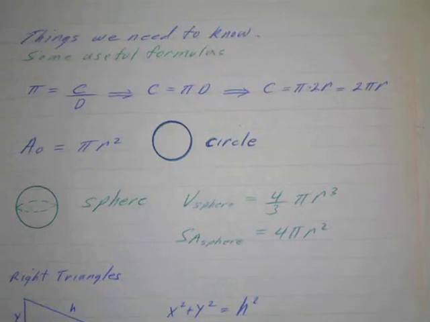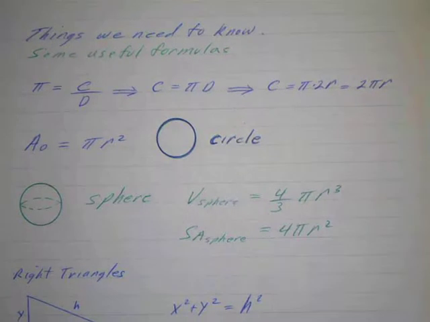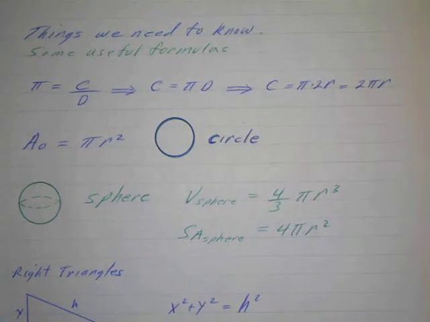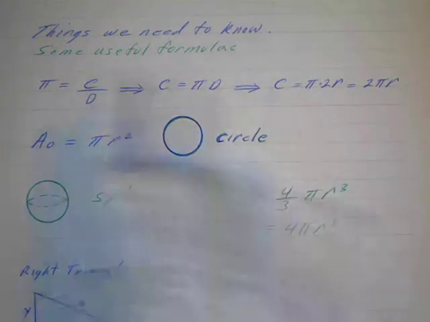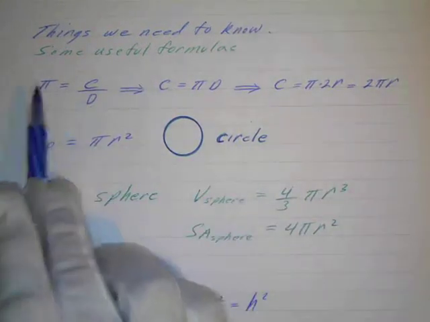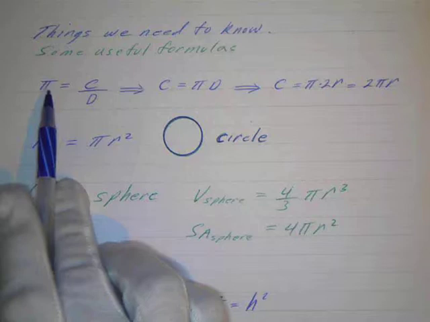These are what I call things we need to know, or some useful formulas. Here we go. If I'm going too fast, you can always just pause it and write these things down and think about them. That's a nice thing about having a video. First one is pi. Where does pi come from? I think I've talked about this before.